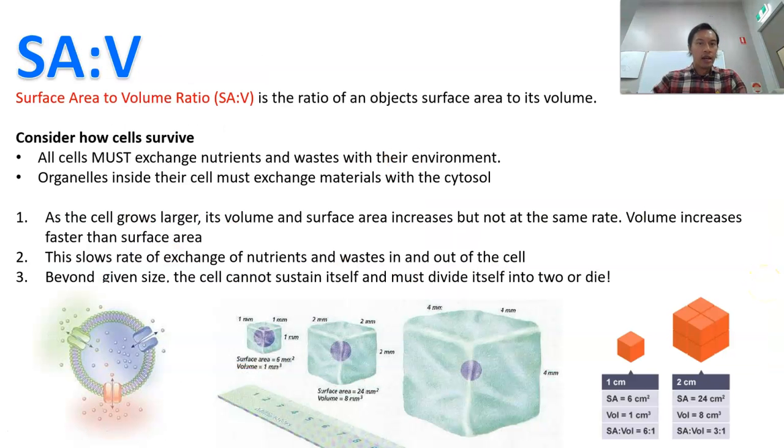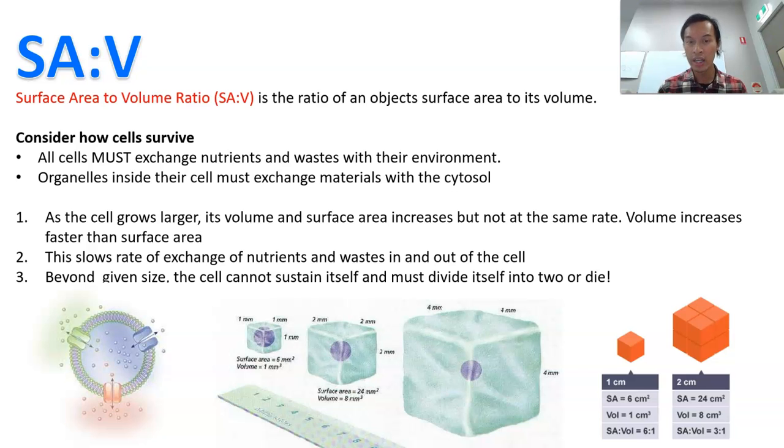All right, now to understand why cells are so small, you need to understand a principle called the surface area to volume ratio. It is the ratio of an object's surface area to its volume. If you want to consider how cells are going to survive, all cells must be able to do a few things. They must be able to exchange nutrients and exchange wastes with their environment. You want to collect the good stuff and get rid of the bad stuff, right? And on top of that, the organelles inside the cells must exchange materials with the cytosol. If you were to imagine the organelles functioning and relying on each other, they need to be able to exchange materials with one another inside that particular cytosol, okay?